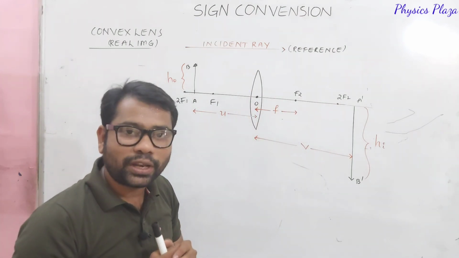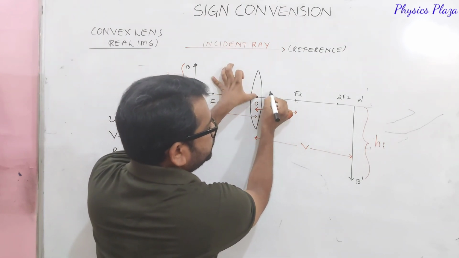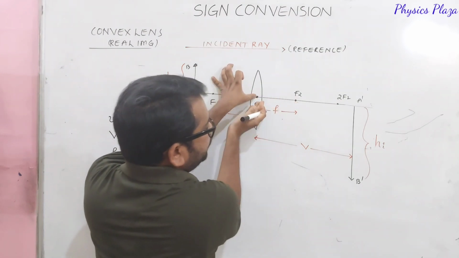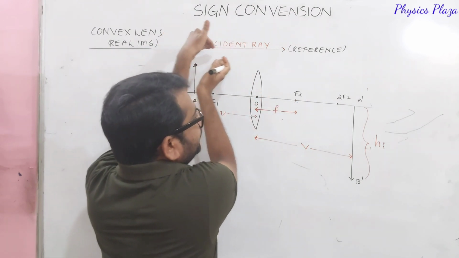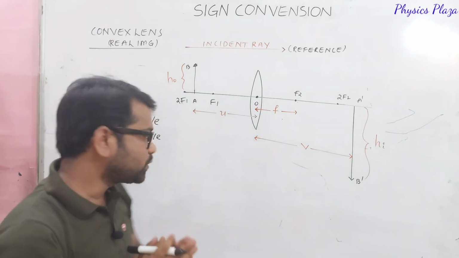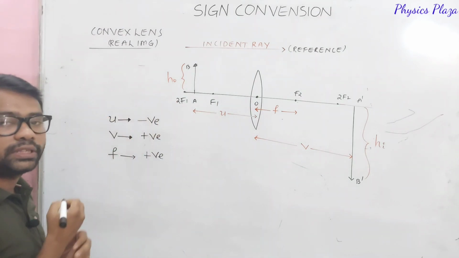If you want to measure the focal length, dear children, we need to start from the optic center. O to F2 we have to move. So like this we have to move. Here, to measure the focal length, we are taking the distance in the direction of the incident ray only. So here focal length is going to be positive.